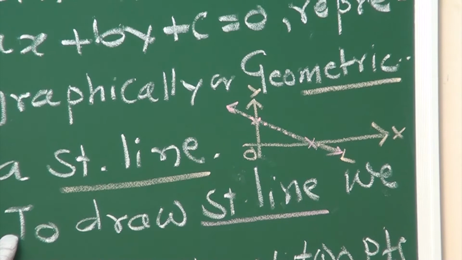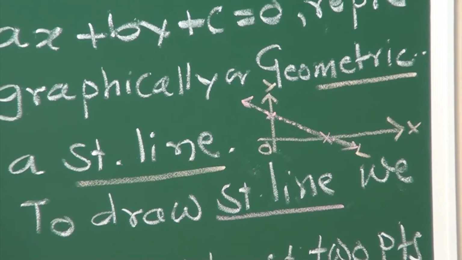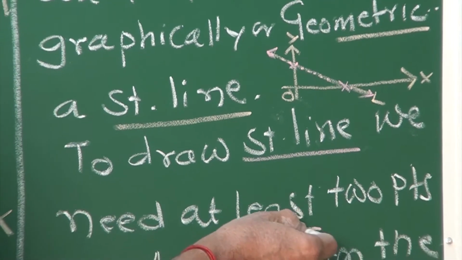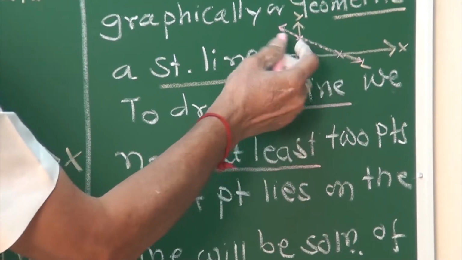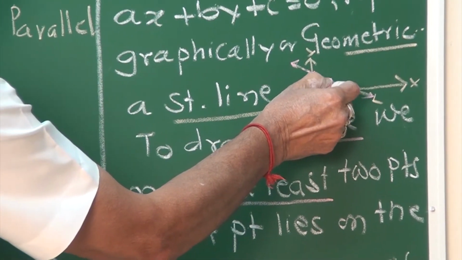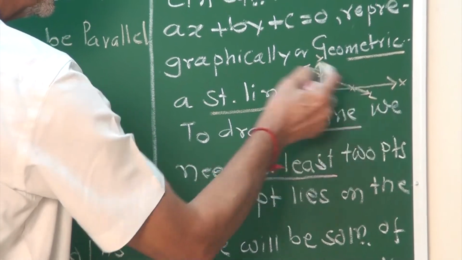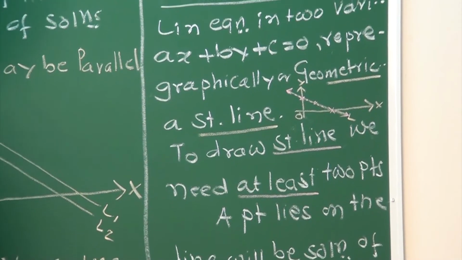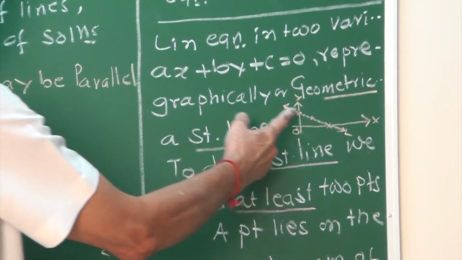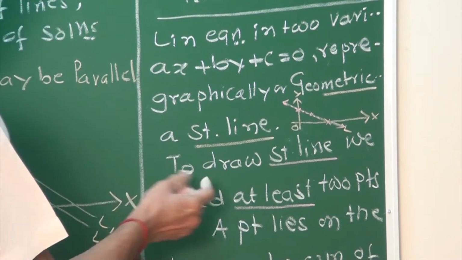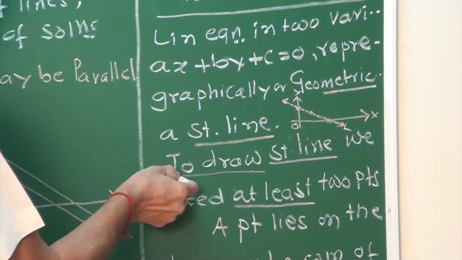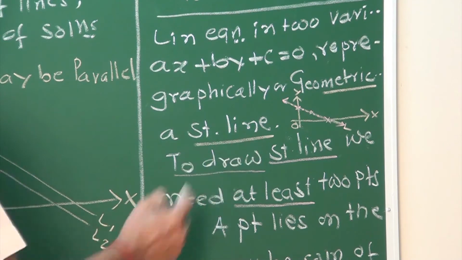Therefore, to draw a straight line, we need at least what? Two or more points. Even if there is another point, this is a straight line that passes through these points, my friends. Therefore, to draw a straight line, we need at least 2 points.